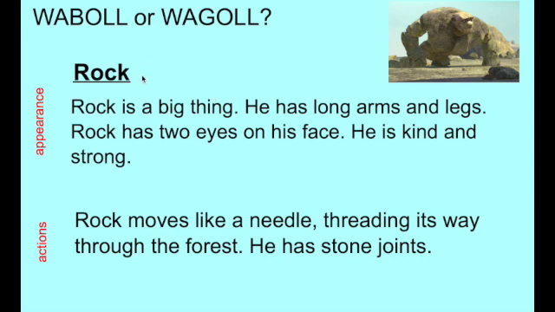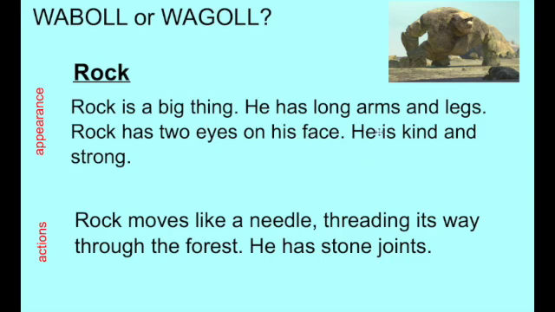Some of the vocabulary in it's not brilliant, and it doesn't really explain things all that well. So we've got Rock is a big thing. Well, big is a bit of a rubbishy word, really, to describe it. And a big thing, well, what's a thing? It could be lots of different things. He has long arms, okay, and legs. It's just telling us he's got legs. Rock has 2 eyes on his face. Again, not really worthwhile description there, is it?